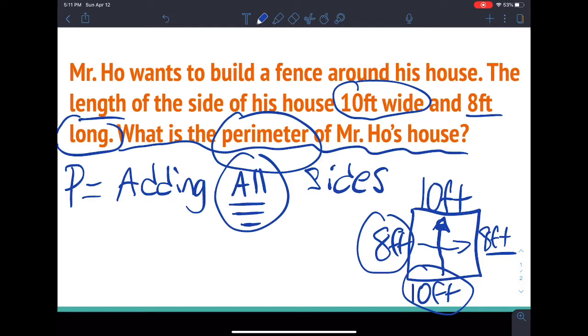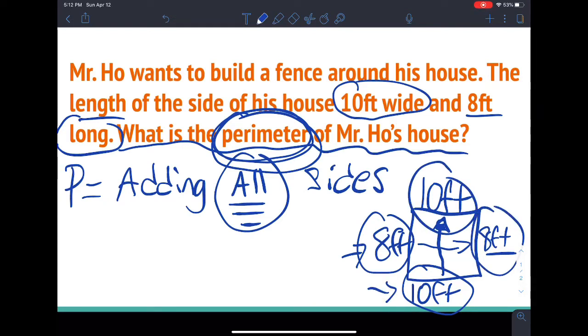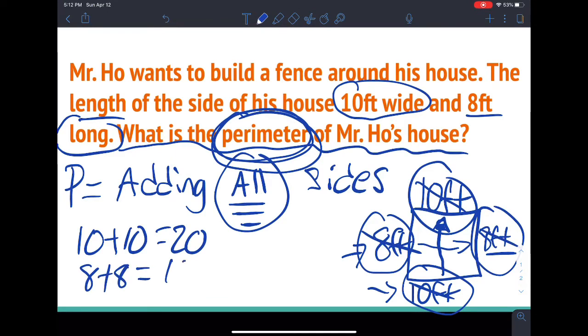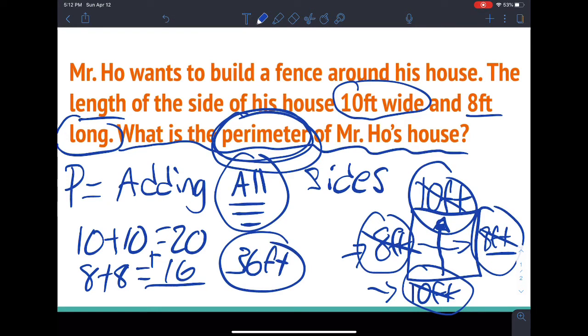8 feet. And then we are looking for perimeter. So we have to add up all the sides. So not just the two sides they gave us, not just this one, or this one. We have to add all of these sides. So we're going to add up all the sides. I'm going to do 10 plus 10 equals 20. And then have 8 plus 8 equals 16. And then add those two together. We get 36 feet.